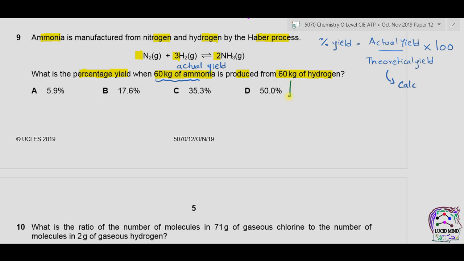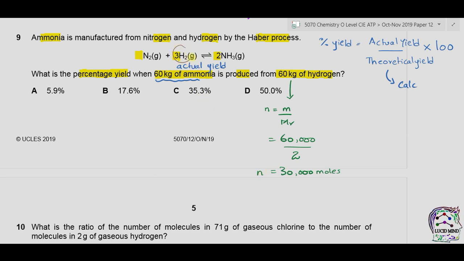Let's find the number of moles of hydrogen that is given. As we know, number of moles is equal to mass in grams divided by molecular mass. So mass in grams is 60,000 grams divided by the molecular mass of hydrogen, which is 2. So the number of moles of hydrogen is 30,000 moles.